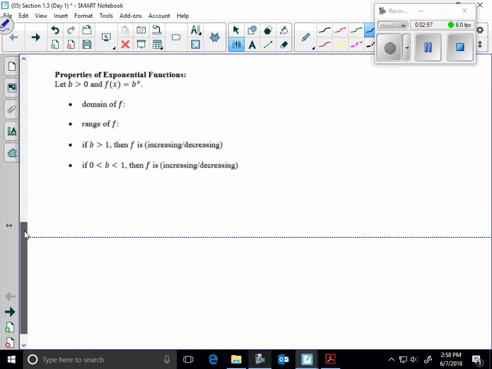The domain for f is all reals, right? So x is a real number. Doesn't matter what it is. Another way you could write that is negative infinity to infinity. All real numbers. Output or range for an exponential, if b is greater than 0, would be the following. Or you could write it in this form. y is greater than 0.